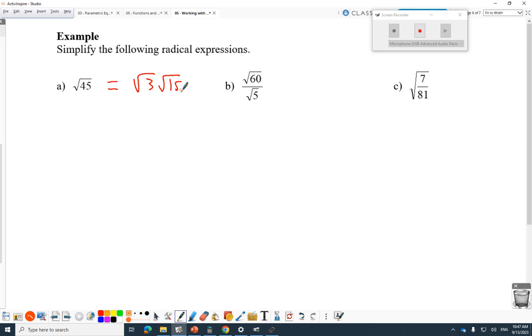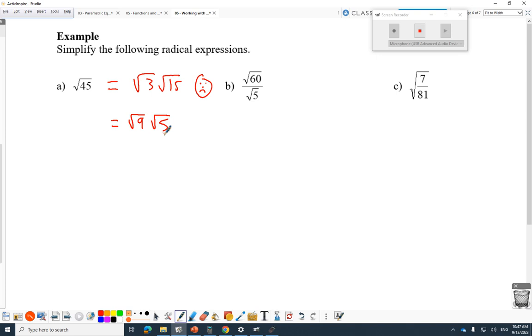No, root 3, that's not a perfect square. That's what the sentence was trying to say on the previous slide. Root 15 is not a perfect square. No, sad face. No good. Not helpful. 4 doesn't work. 5 and 9. Can you see it? 5 and 9. I'll even write it in the right order. Root 9, root 5. I've pulled a perfect square out of there.